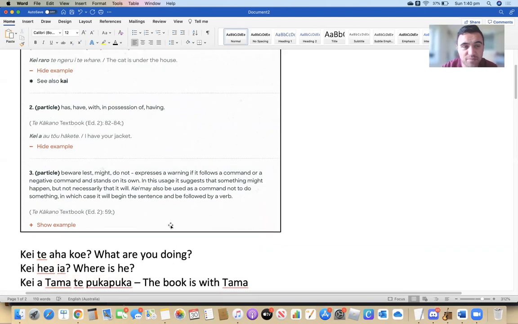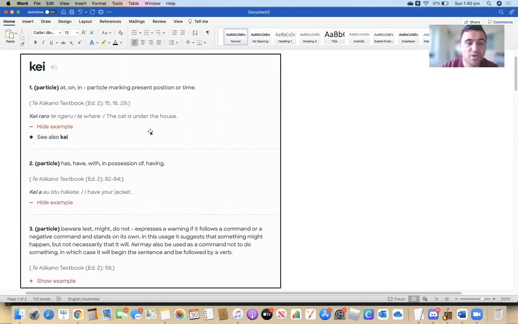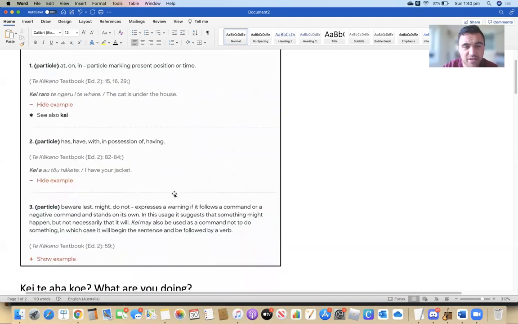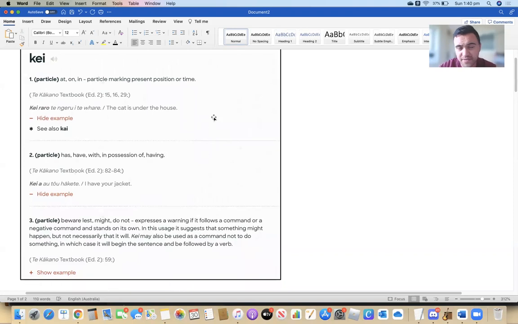And so these examples really fall into these top two examples, with the exception of kei te for our tenses. So they're sentences that you would regularly see in a lot of beginner literacy.